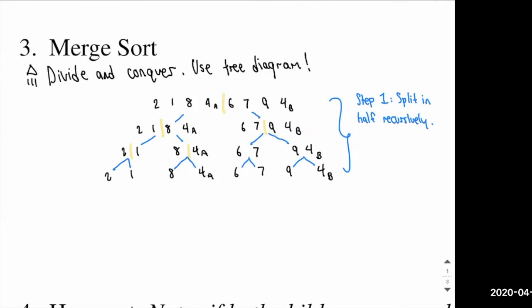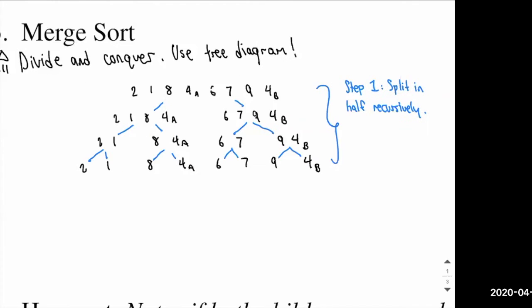Next, we'll go over merge sort. Merge sort is a very powerful and asymptotically impressive algorithm. It's a divide and conquer approach to sorting. And oftentimes we'll use a tree diagram to help us visualize what's going on. So we begin with our example that we started with, the car IDs. How would I do step 1, which is split in half recursively?